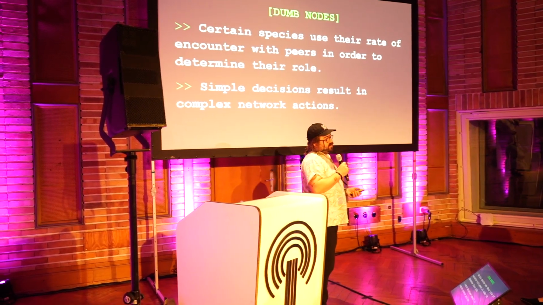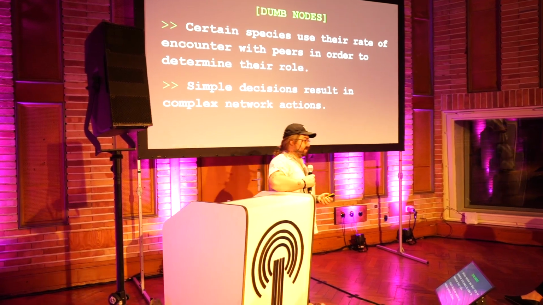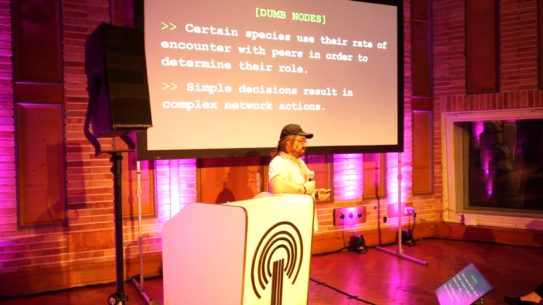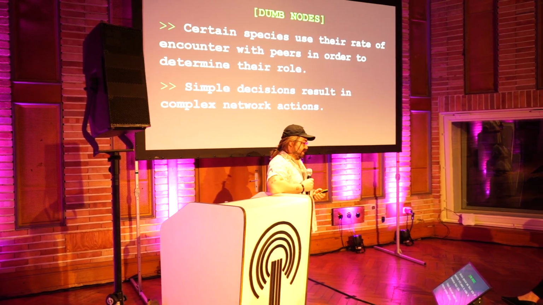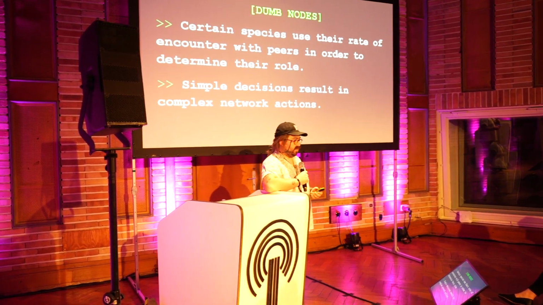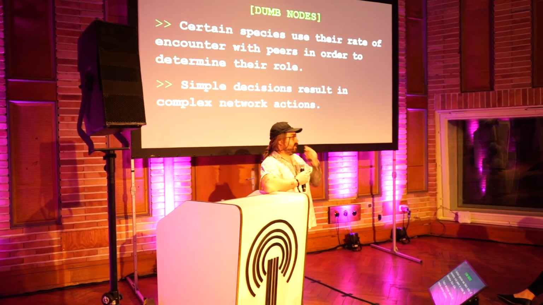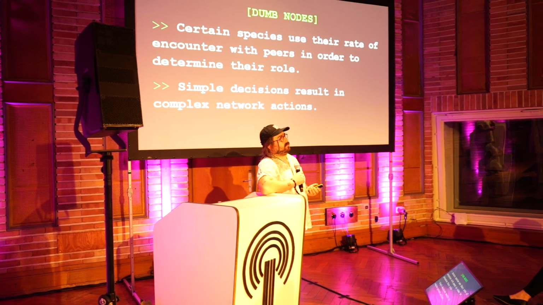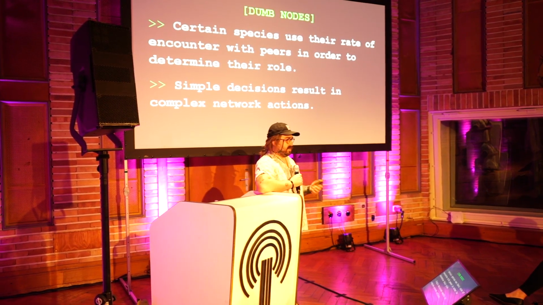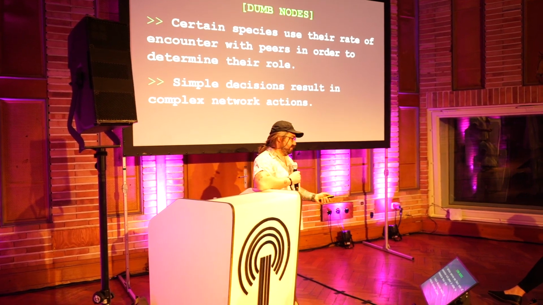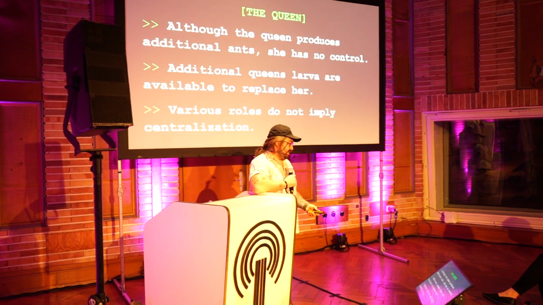So the important thing to note is that these nodes are dumb. They don't really know anything. They just use their most immediate environment and the messages that they've received to make these decisions as a whole. And these simple decisions result in complex network actions. So this is similar to convergence, the idea of convergence. It just means within a finite period of time, we're going to have some sort of transition for the entire network that they're all going to agree upon.